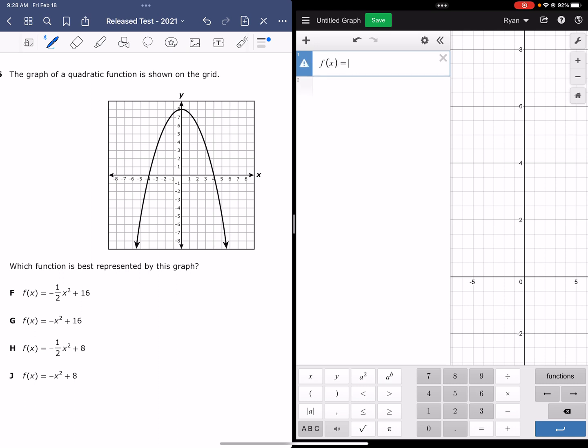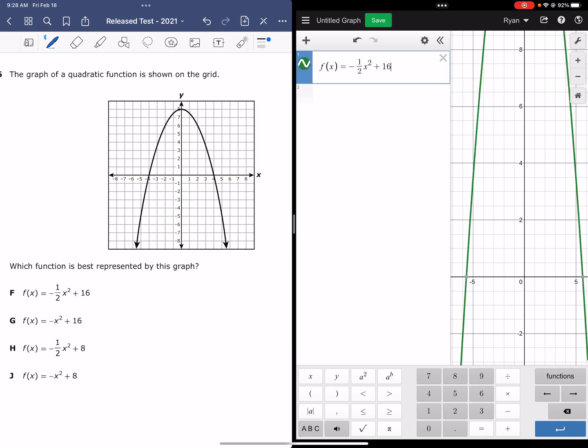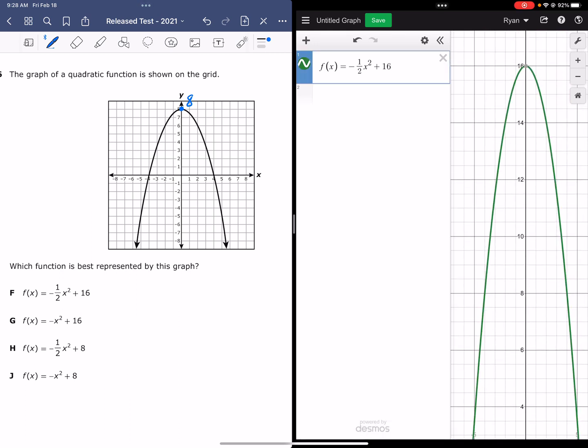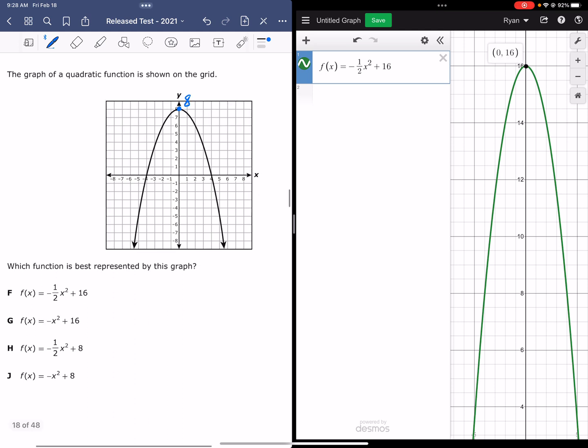For letter F, we have f of x is equal to negative 1/2. Make sure that you arrow out of the denominator to type in what is after that, x squared plus 16. Now, what I notice on my graph on the paper is that we have a y-intercept, or cross the y-axis, at 8. Notice that this graph does not cross the y-axis at 8. It crosses the y-axis all the way up here at 16. Therefore, that cannot be the correct answer.